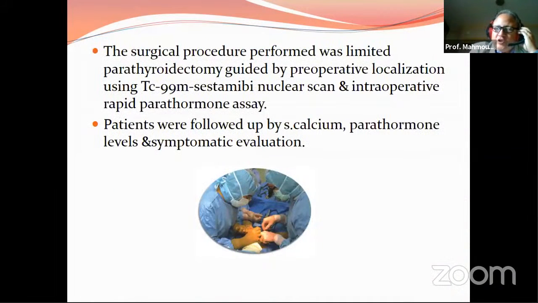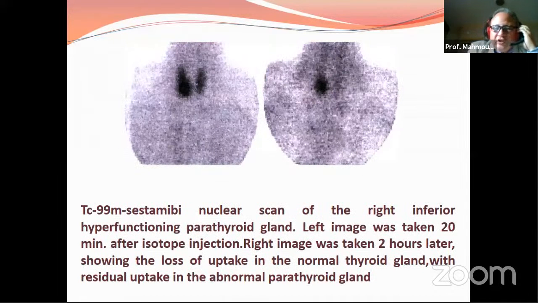The surgical procedure performed was limited parathyroidectomy guided by preoperative localization using technetium systemic nuclear scan and intraoperative rapid parathyroid hormone assay, with follow-up of the patient by serum calcium, parathormone, and symptomatic evaluation. This picture shows us the technetium systemic nuclear scan of the right lower hyperfunctioning parathyroid gland.